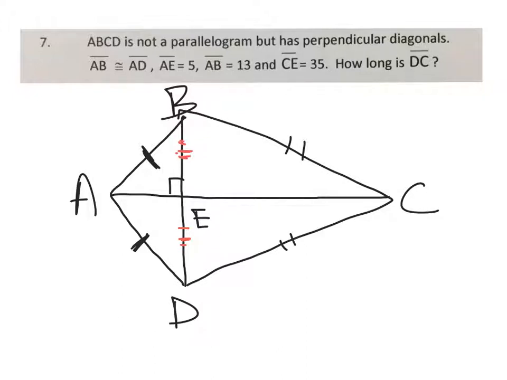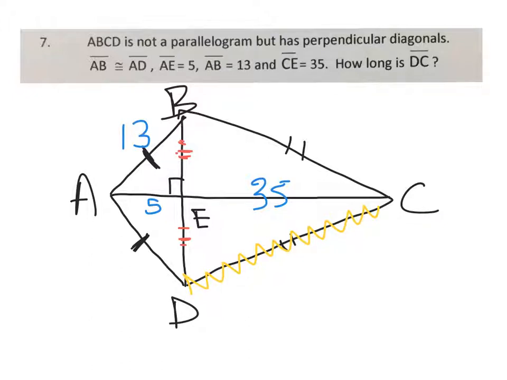So let's see, what do we know? We know that from A to E is 5. We know that from A to B is 13. And we know that from C to E is 35. And the question is, how long is it from D to C?